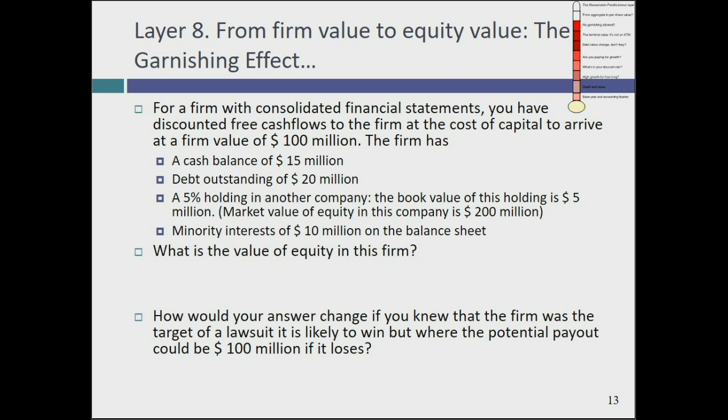I'm going to subtract the minority interest. So I'm going to take 100, I'm going to add the cash, I'm going to subtract our debt, I'm going to add this 5% holding, 5% of 200, then I'm going to subtract out the minority interest. And you can see with each one how confusing it gets, because you think, do I add, subtract? Always go back to that key question.